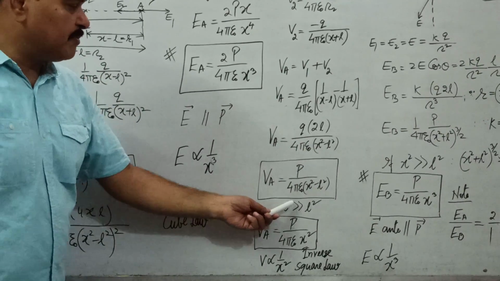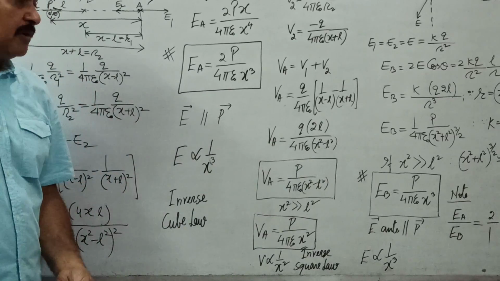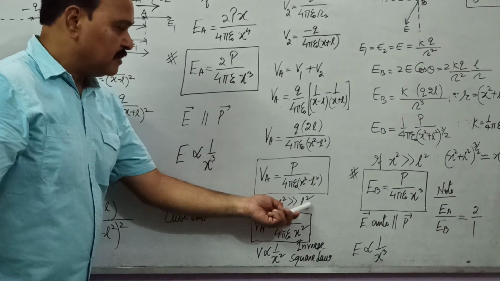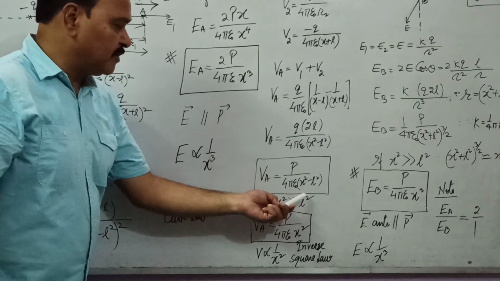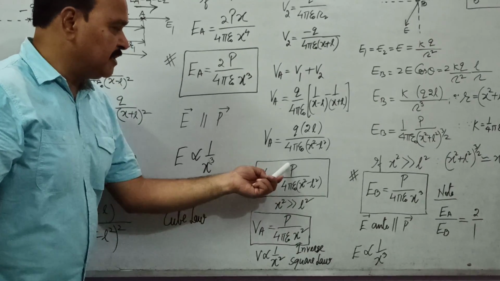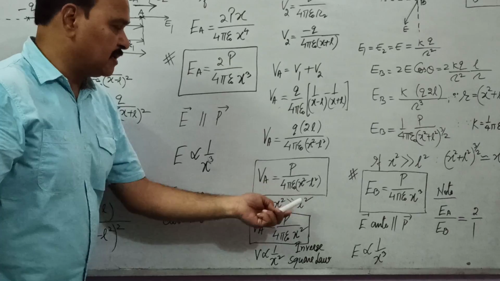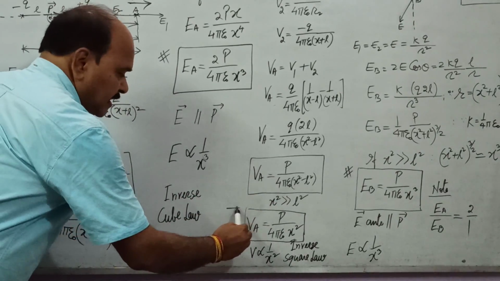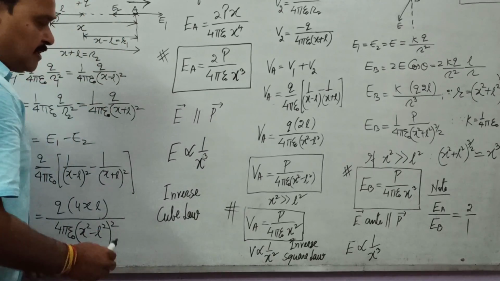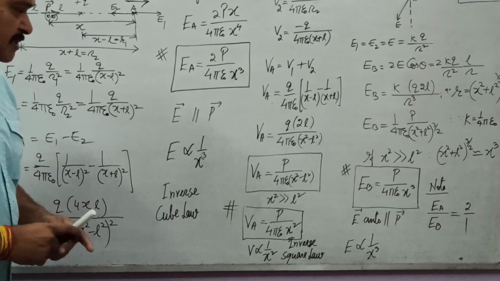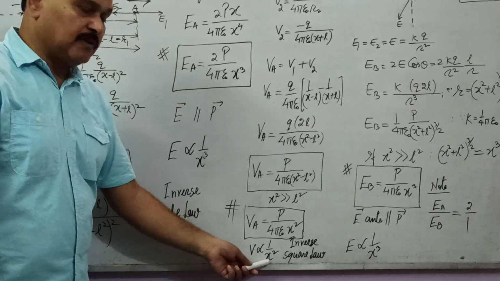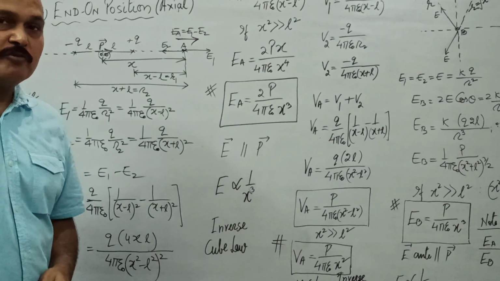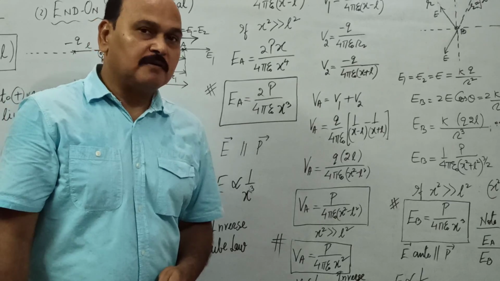And if X square is much greater than L square, that we already know, well, L square can be ignored or written as 0. What do we get? VA as P upon 4 pi epsilon naught X square. This is the expression of electric potential at end-on position. And this electric potential, you can see, is inversely proportional to X square. That is, the variation of electric potential at end-on position follows the inverse square law.